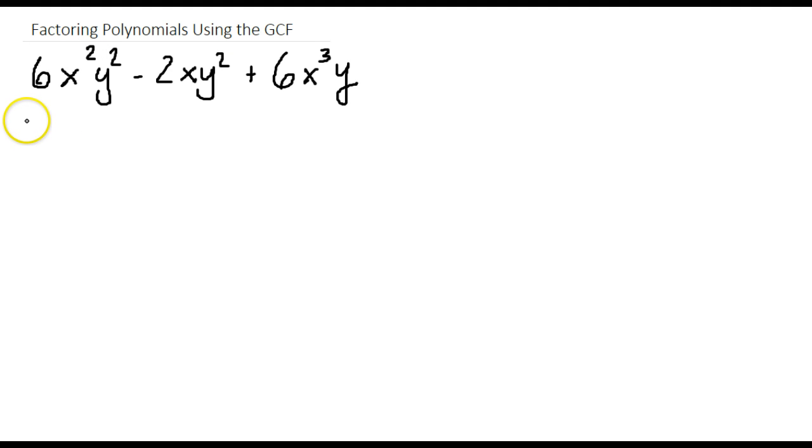This is section 5-4, starting on page 239. We're talking about factoring polynomials. And in this video, we'll be talking about factoring polynomials using the greatest common factor and factoring using grouping. So greatest common factor is the biggest number you can pull out of each term.